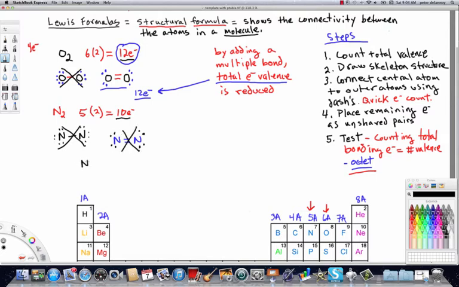So I put my 2 ends again, and I'm just following these steps. See, I'm following the steps straight through, and I'm letting them tell me what to do. Now, here's the key thing right here. I understand already that by adding multiple bonds, I can reduce the total valence electron count. So I add another bond here. And now I place my remaining electrons as unshared pairs.